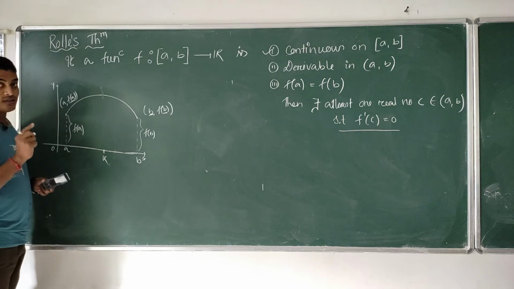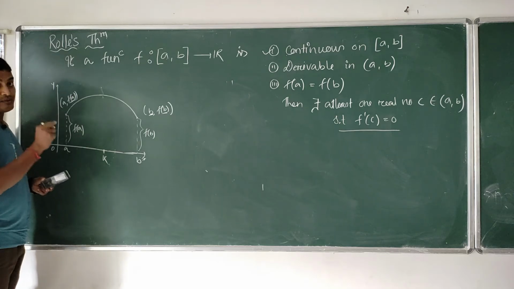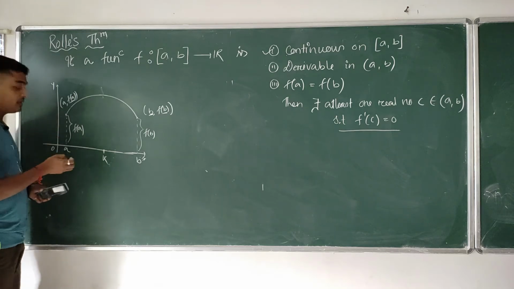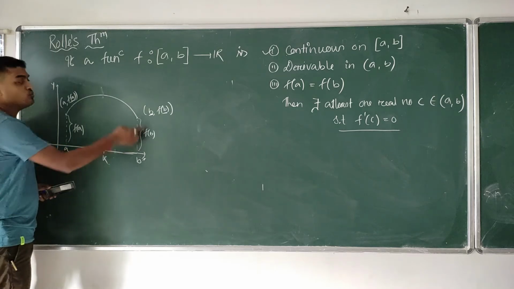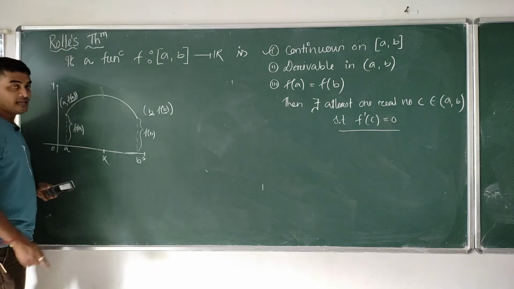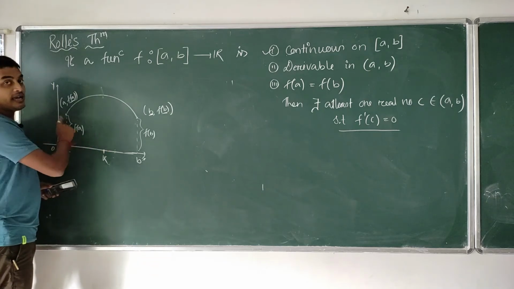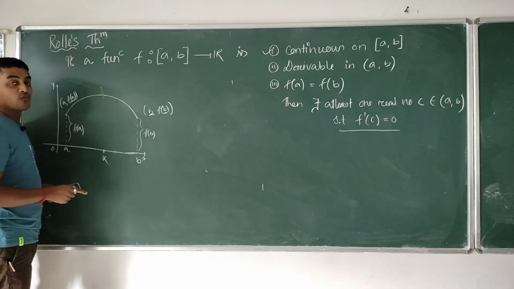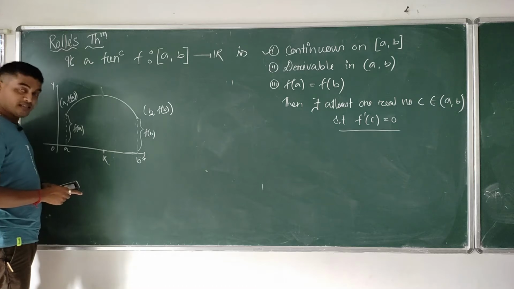Differentiable means we can draw a tangent at each and every point of the interval (a, b). Any point between a and b on the curve, you can draw a unique tangent there, excluding a and b. That's why it is written open interval. It is called an open interval. What does differentiable mean?